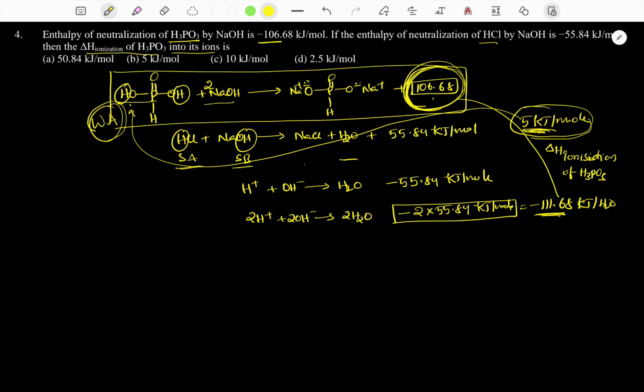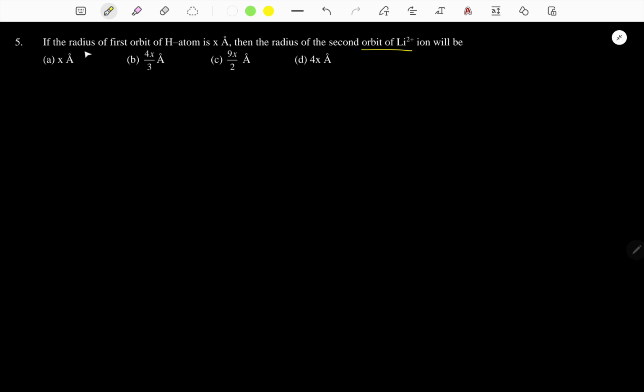Okay. If the radius of first orbit of hydrogen atom is x angstroms, then what is the radius of the second orbit of Li+2? These two are single electron species. Therefore, according to Bohr's theory, radius of nth orbit equals 0.529 into n square by z. Whenever this kind of question is given, the first orbit is x angstroms and this constant value you should take as unknown. For example, this constant I am taking as a.